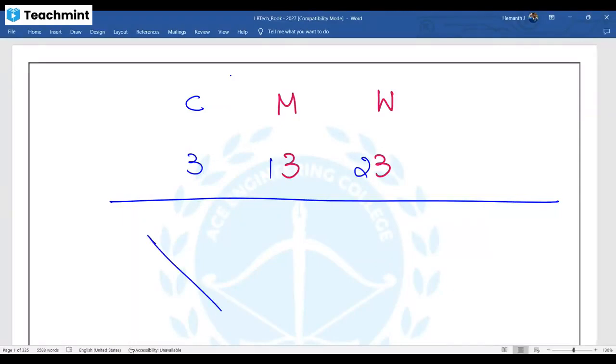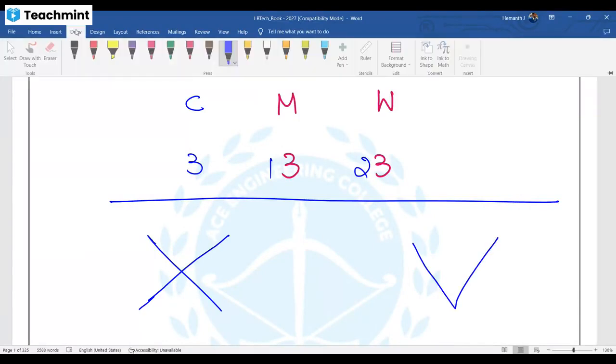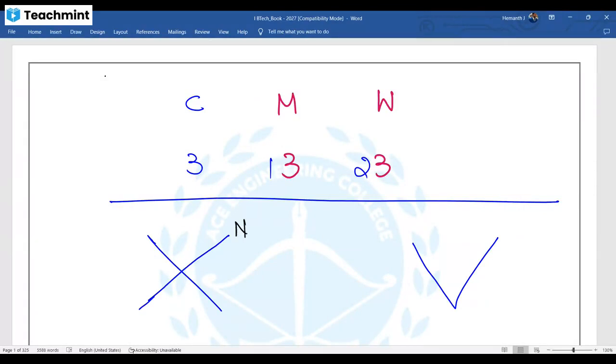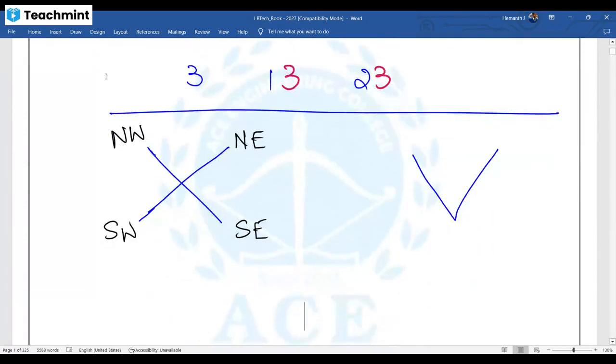For X, how many lines are required to write the letter X? Two lines. And for V, 2 lines as well. This one is the northeast direction, this is southeast, southwest and northwest. How many directions is it showing, with how many lines? That's why X value is 24.